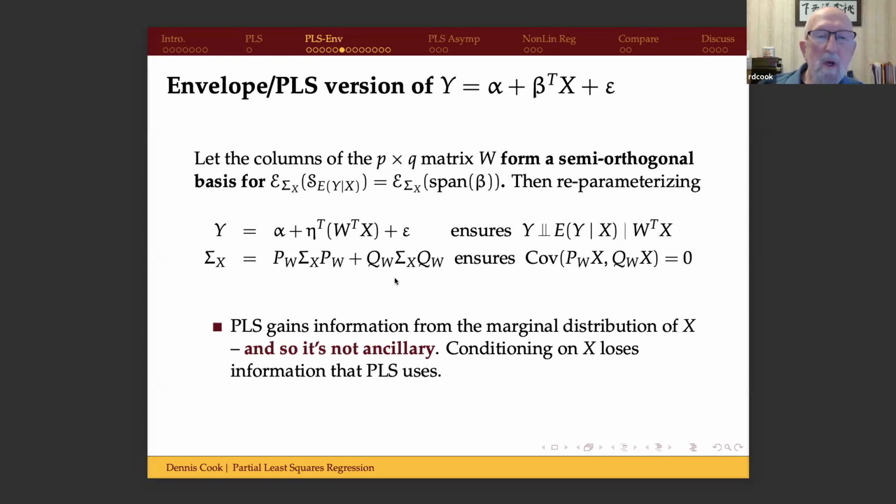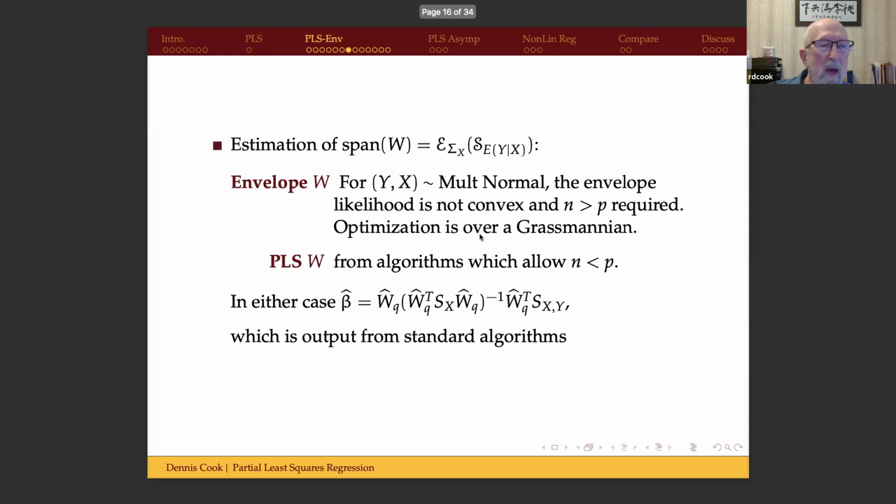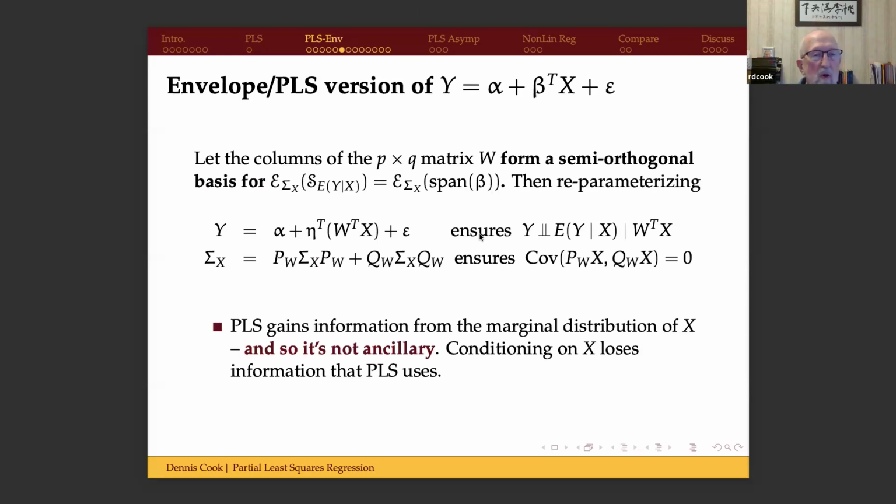The second statement ensures that the covariance between these two things is zero. Now, it's the second statement that makes this absolutely unique, because we're not only dealing with the conditional mean, we're dealing with collinearity, so we also impact the marginal variance of x. It has to have this decomposition to ensure that this covariance is zero. And that's one of the unique things about the envelope PLS approach, that it deals with covariance and it impacts the marginal covariance matrix of x.